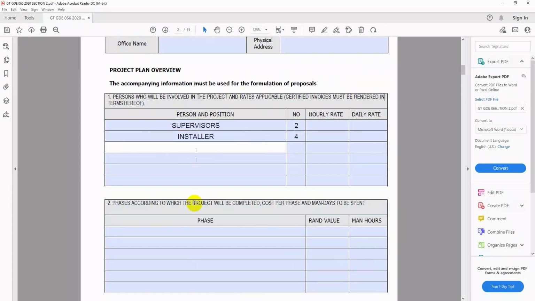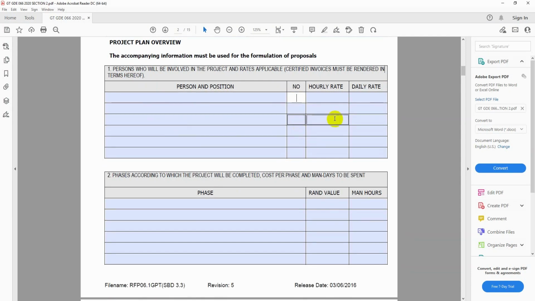And then what else would you need here? Maybe you need the driver that will be delivering your things, or maybe going to buy and all that. How many drivers for all your sites, and then the hourly rate and the daily rate there. So I was just giving an example of how to fill this part. So you get the hourly rate there.